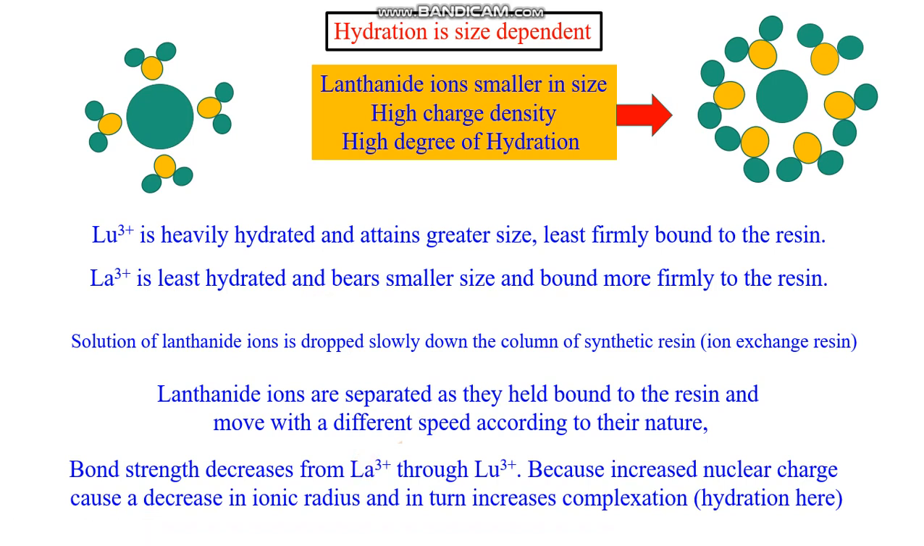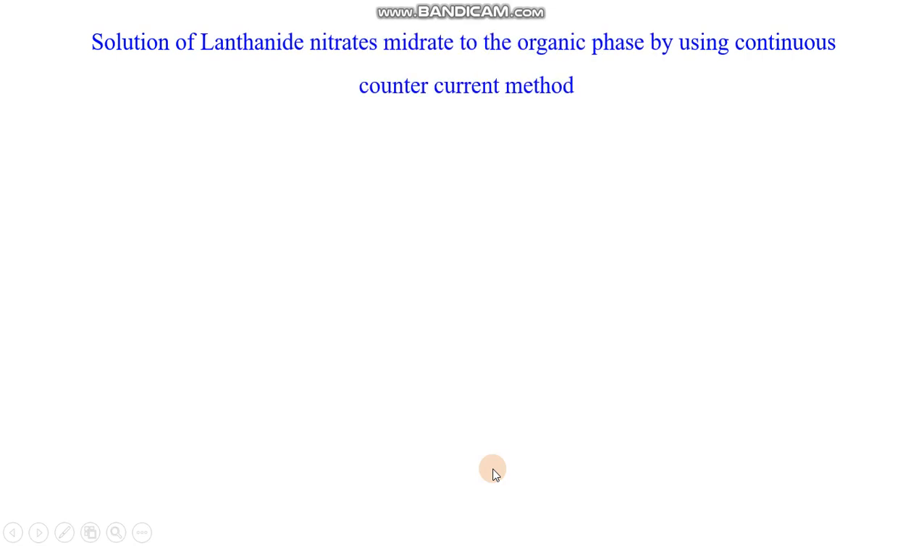So bond strength decreases from lanthanum through lutetium, as I already told you. Lanthanum is greater in size, so the bond strength is more for lanthanum, and the bond strength is less for the hydrated lutetium ion. Increased nuclear charge causes a decrease in ionic radius, and in turn increases complexation or hydration. In this case, we have to consider a solution of lanthanide nitrates.